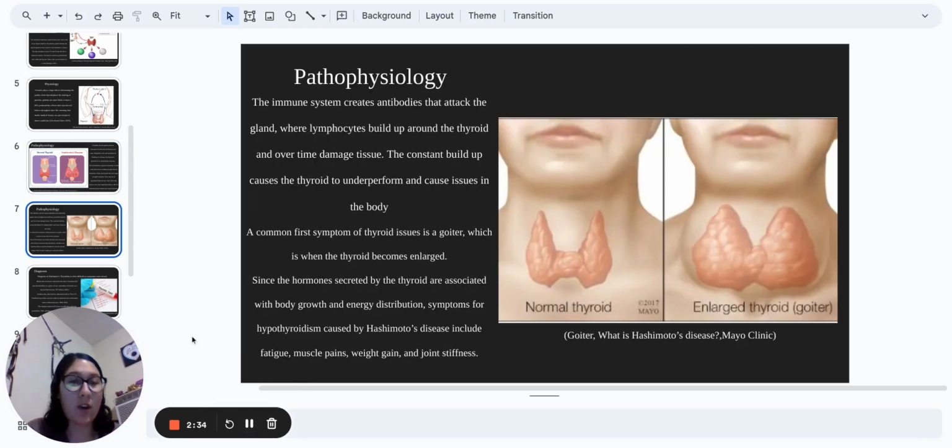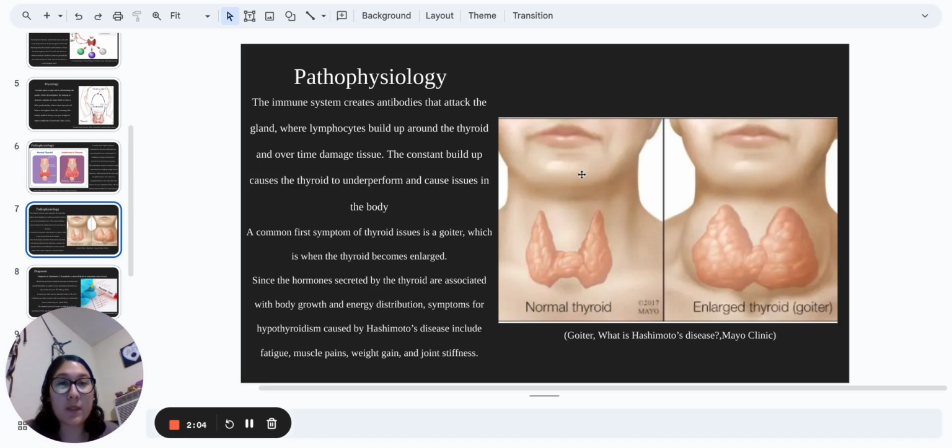So what exactly is this autoimmune response? What happens to have this condition? So the immune system creates antibodies that attack the gland, where the lymphocytes, which are a type of white blood cell, build up around the thyroid over time and damage tissue. So as we can see right here in this image, a normal thyroid and once again an enlarged thyroid. So something is clearly wrong, and you can see all the buildup compared to what a normal one looks like.